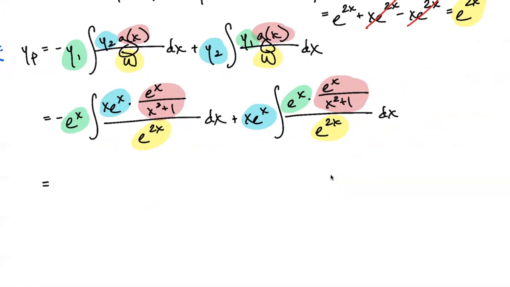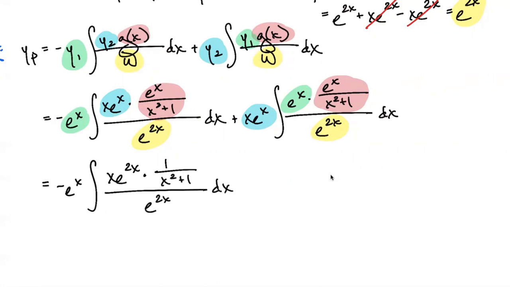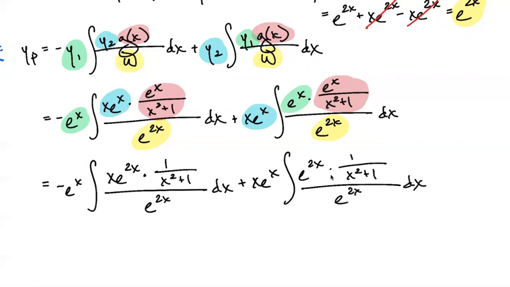And so let's begin. We get negative e to the x times the integral of, these numerators here are going to become x e to the 2x times 1 over x squared plus 1 all over e to the 2x dx, plus x e to the x, the integral of, well, these numerators combine to make e to the 2x, and we're going to multiply that by 1 over x squared plus 1 all over e to the 2x dx.